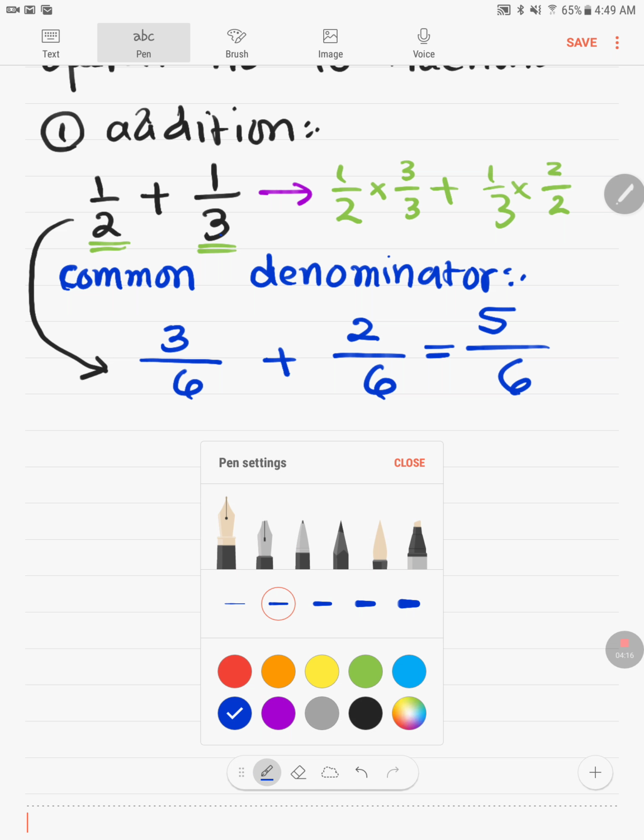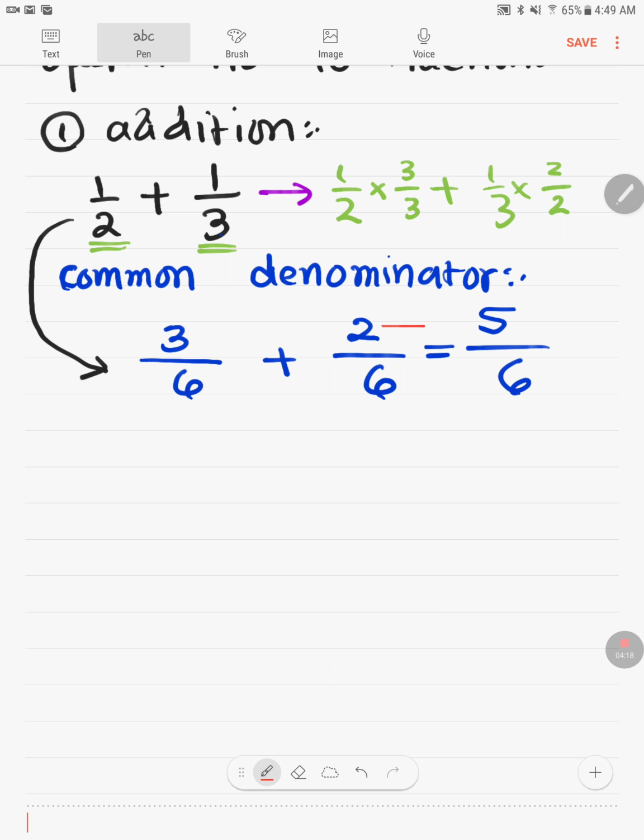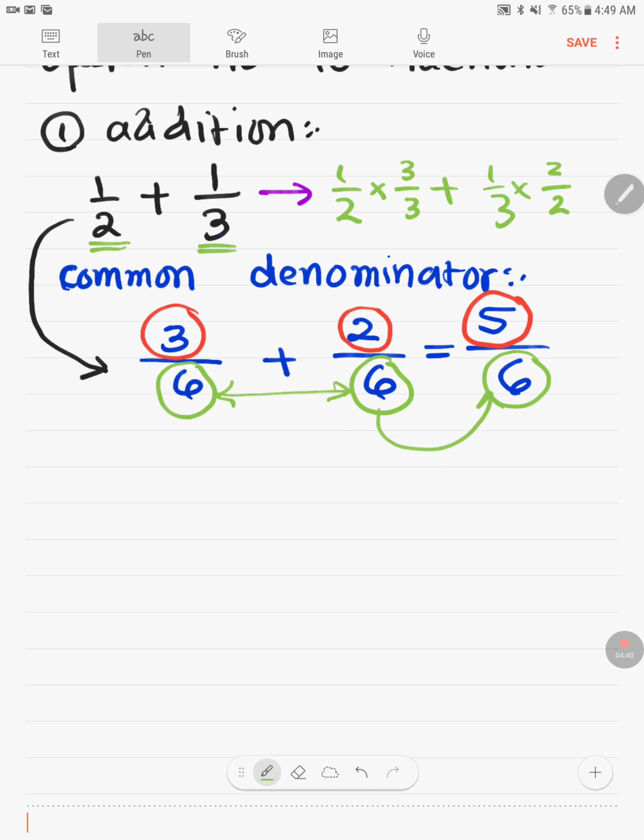So in this case, one thing to realize is that these two numbers were added to get the 5, and there's no addition for these two numbers. They are in common, so we put that common denominator here.